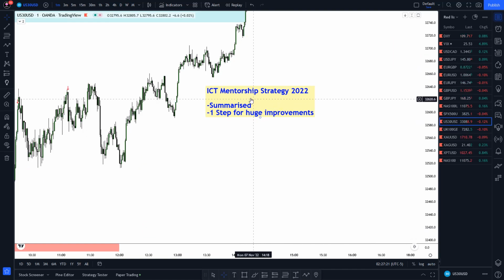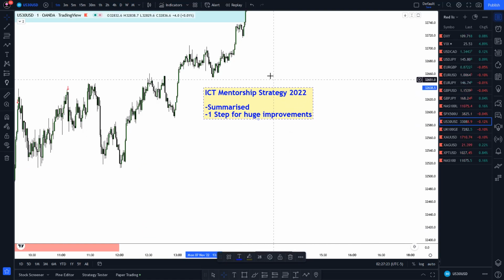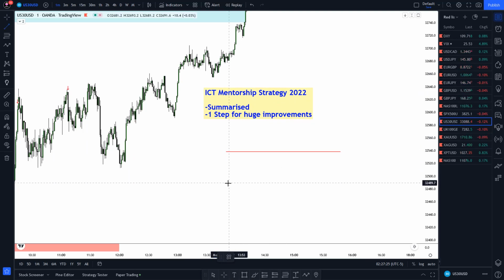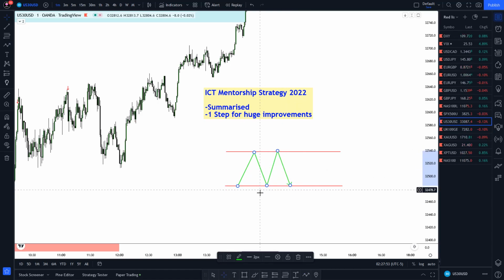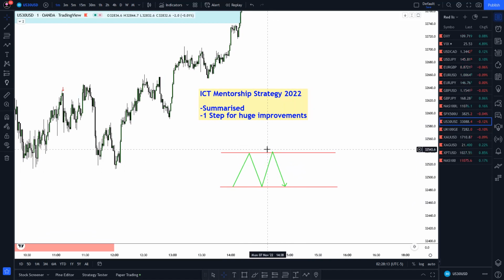So long story short, the strategy in question is all based on liquidity, which refers to where the money is in the marketplace. So where the orders are, the stop losses, the buy stops, the sell stops, etc. And we know that when there's a range in price, there's always liquidity above and below swing highs and swing lows. When there are equal highs and equal lows, that just means there's more liquidity resting at that area. And the higher the time frame you go, the more liquidity rests at those swings.